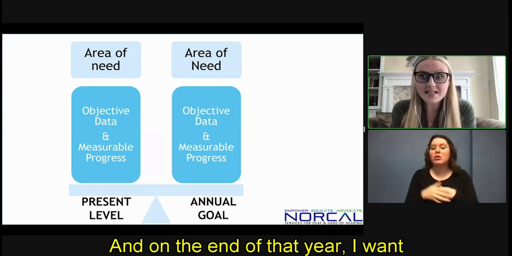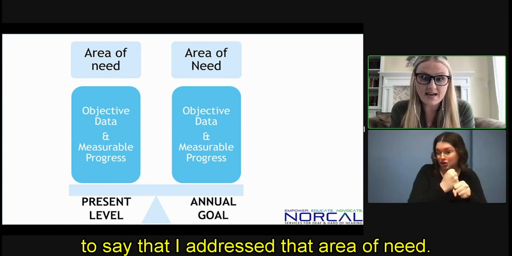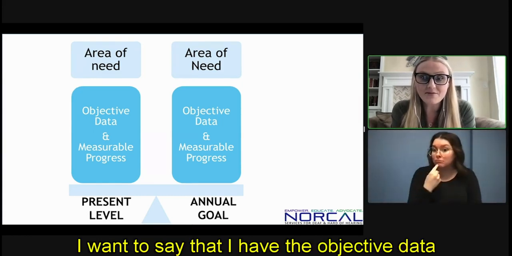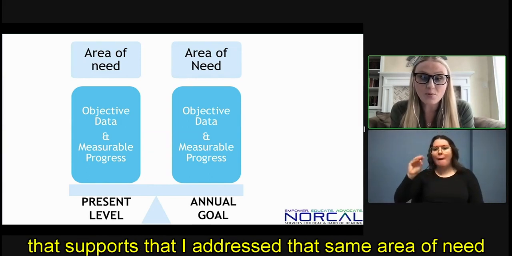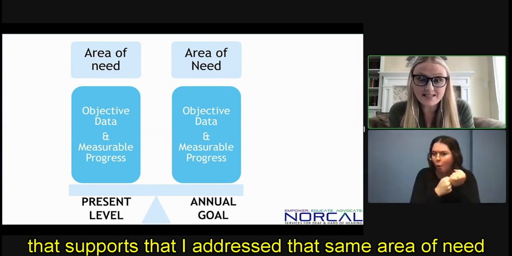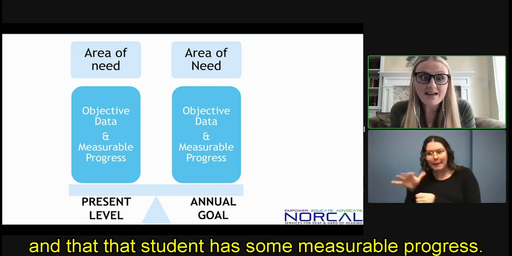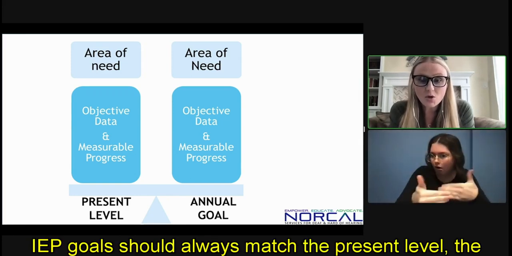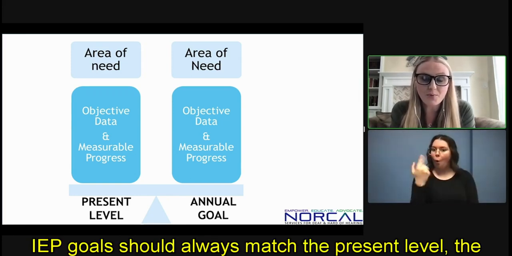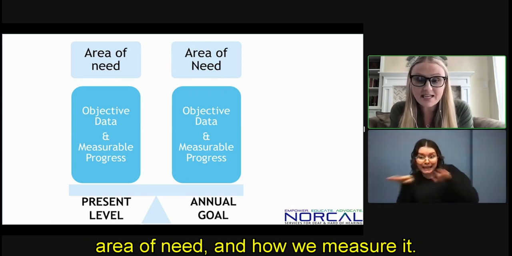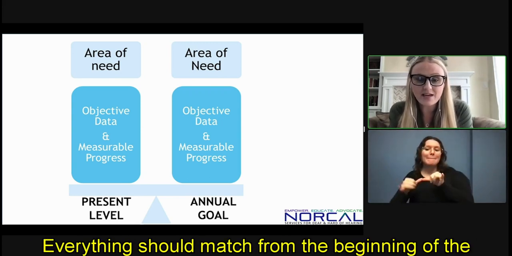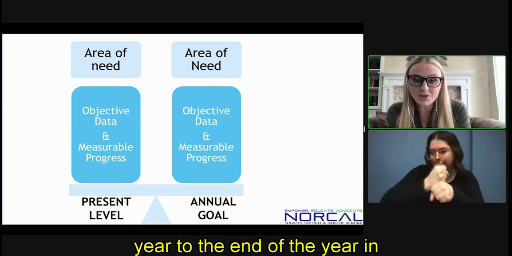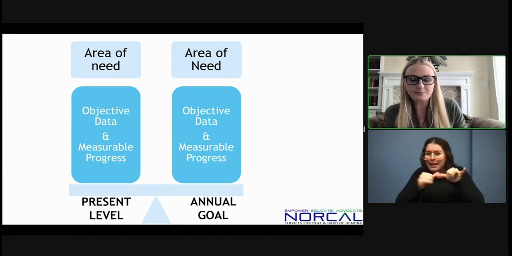And at the end of that year, I want to say that I addressed that area of need. I want to say that I have the objective data that supports that I addressed that same area of need and that student had some measurable progress. IEP goals should always match the present level, the area of need, and how we measure it. Everything should match from the beginning of the year to the end of the year in terms of how we are measuring progress.